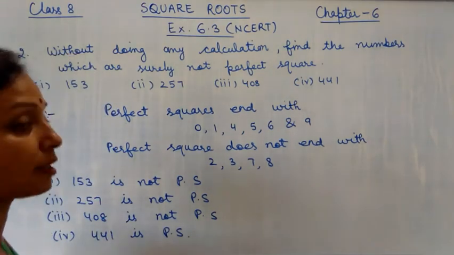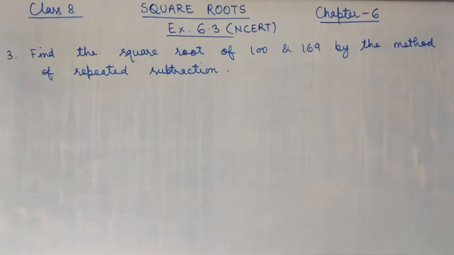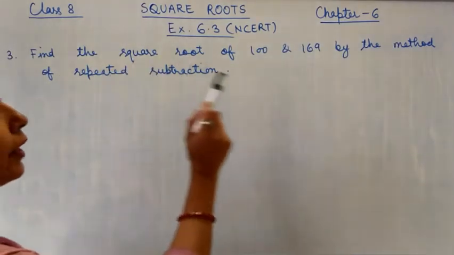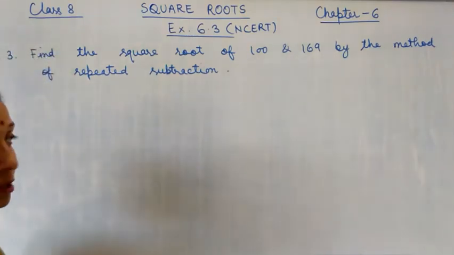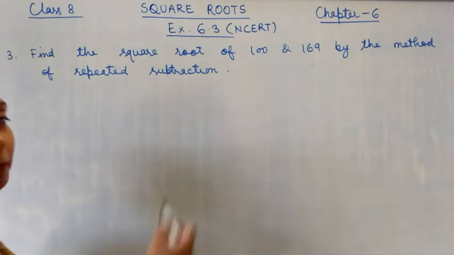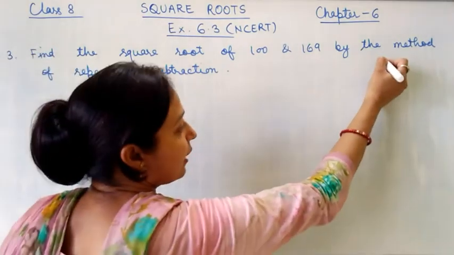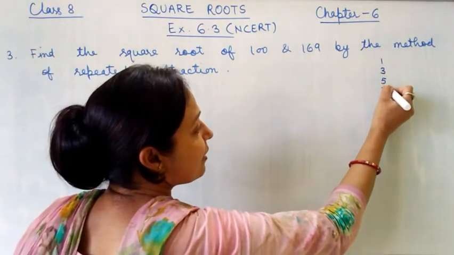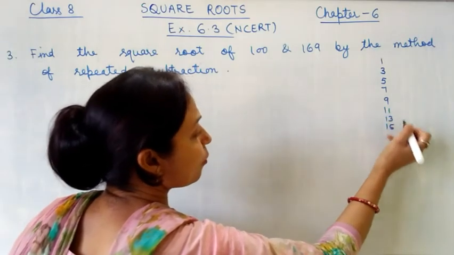Now come to question number 3. Find the square root of 100 and 169 by the method of repeated subtraction. How can you find the square root by repeated subtraction? You all know what odd numbers are: 1, 3, 5, 7, 9, 11, 13, 15 and so on.